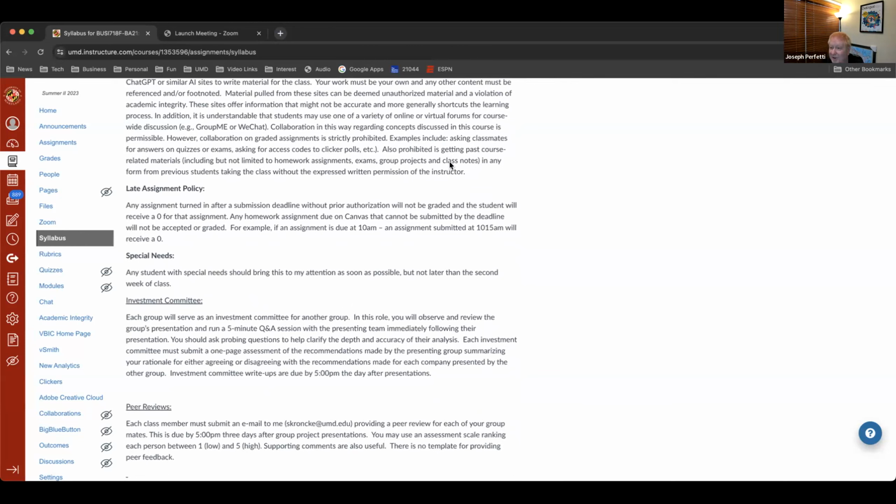Late assignment policy is going to be pretty straightforward. If it's late, it's not going to be graded. We're going to take deadlines very seriously. So generally for homework assignments, they're going to be due at 5 o'clock the day of class. So make sure you turn it in by 5 o'clock unless you have a pre-cleared excuse.